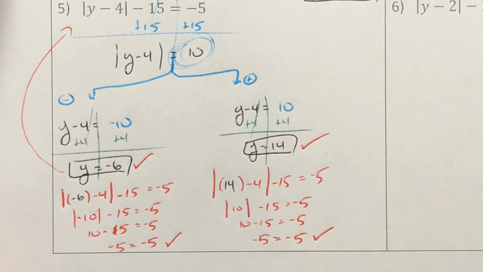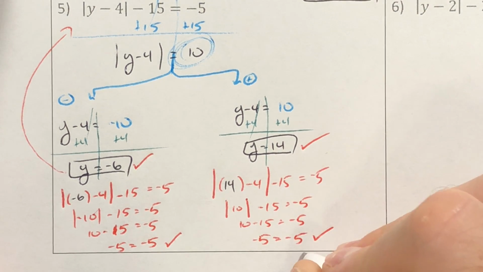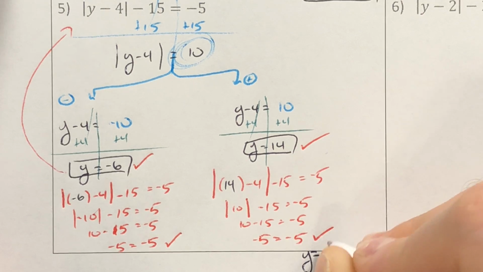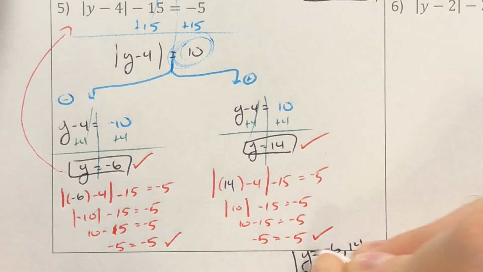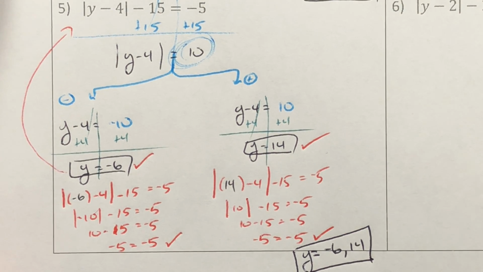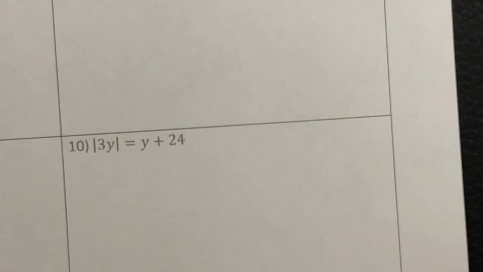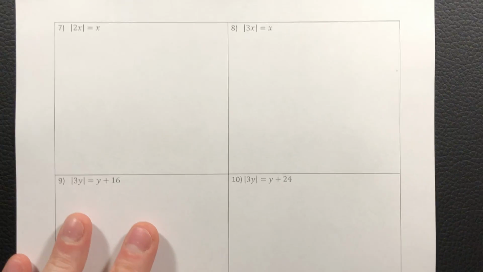So when I write out my final answer, I say that y is equal to negative 6, comma 14. I get both of them right there. Perfect. And so that's going to bring us to a few other questions.